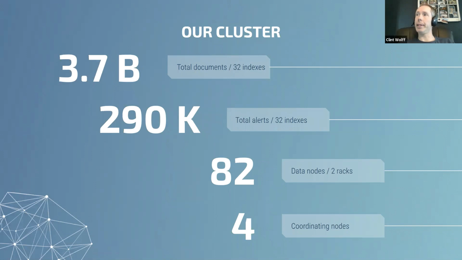So some details on our cluster. We have 3.7 billion documents total across all those different content types we looked at earlier. That's spread across 32 different indexes. So we have a separate index for each one of those content types, also a separate index for each specific news language that we have. About 20 different news languages we support, and then the rest are different content types.